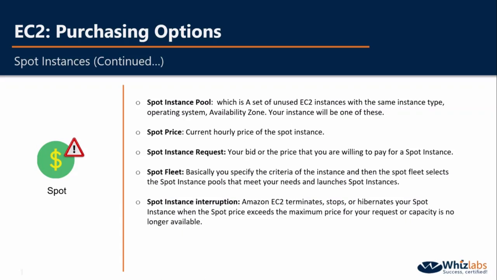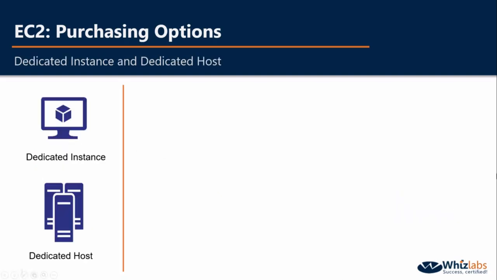And finally, and very importantly, spot instance interruption occurs when Amazon EC2 terminates, stops, or hibernates your spot instance when the spot price exceeds the maximum price for your request, or capacity is no longer available from Amazon Web Services side. Now let's take a look at the dedicated host and dedicated instance purchase options.